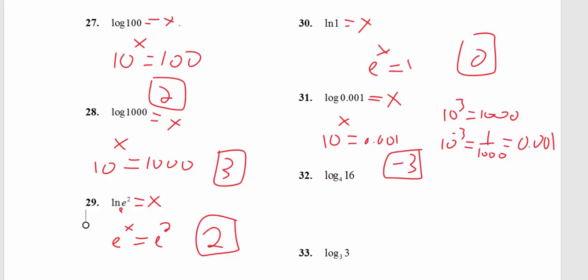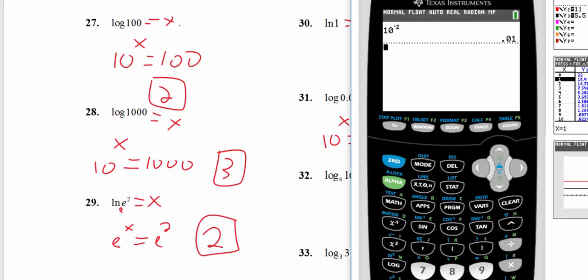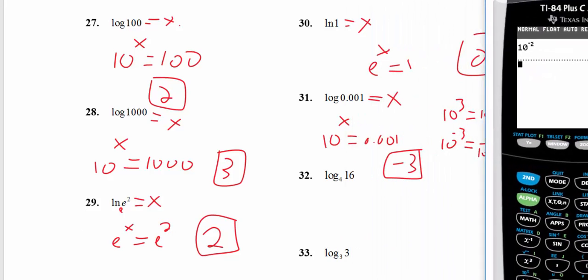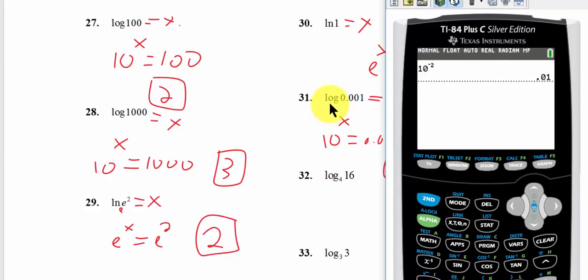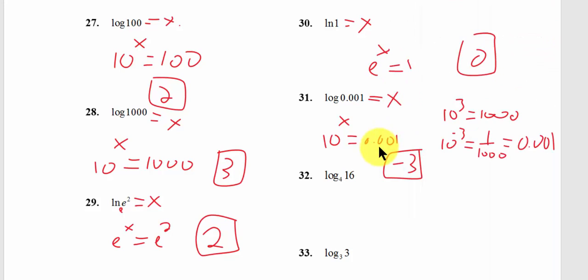And by the way, we can check this in our calculator. If I were to actually enter log and then put in 0.001 and press enter, I get negative 3, which is what we've done by hand. So your second test will have 2 parts, a calculator and a non-calculator part. Perhaps I could ask you to do these problems without using your calculator.